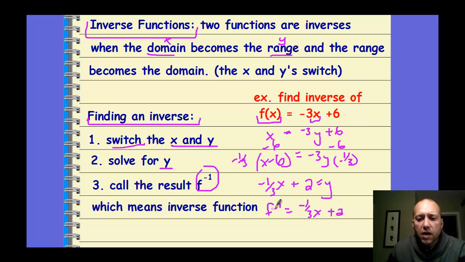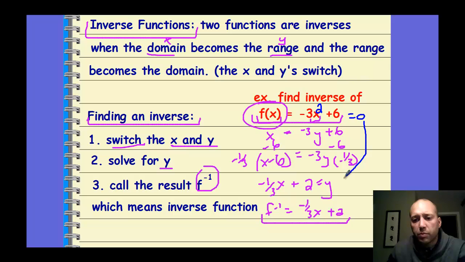And because f to the negative 1 is the inverse of f, I know that the function f and the inverse function will undo each other. So I take some value, let's say I take the number 2, and I put it into the function. I get negative 6 plus 6, or 0. So let's take that 0, the answer, and plug it back in.